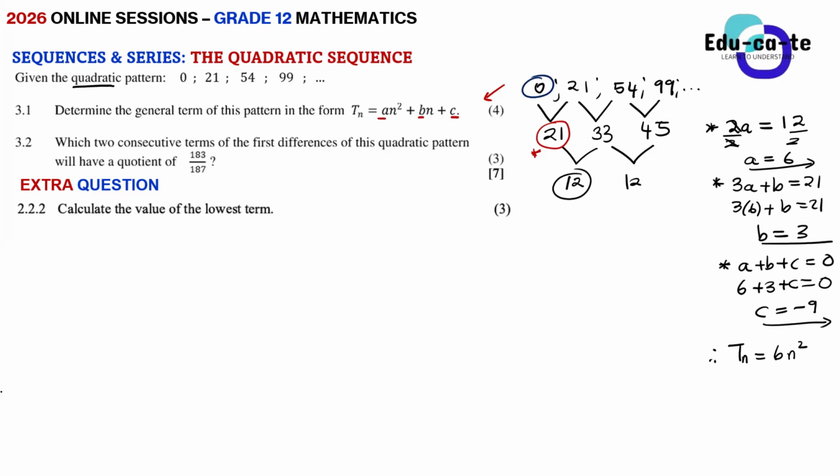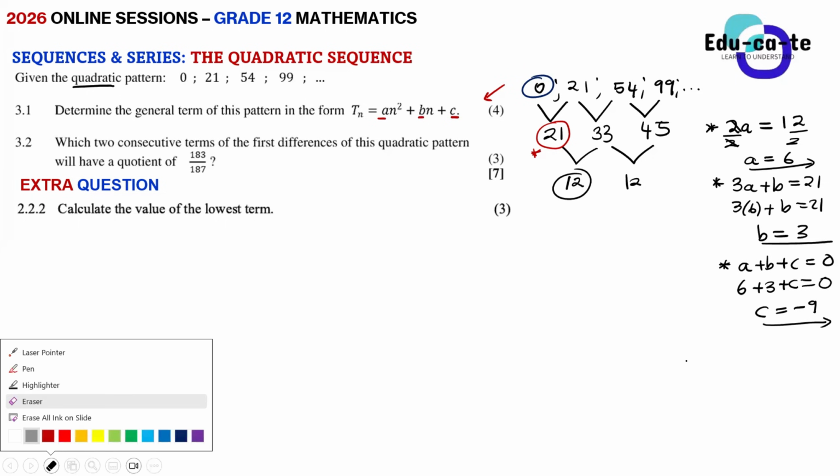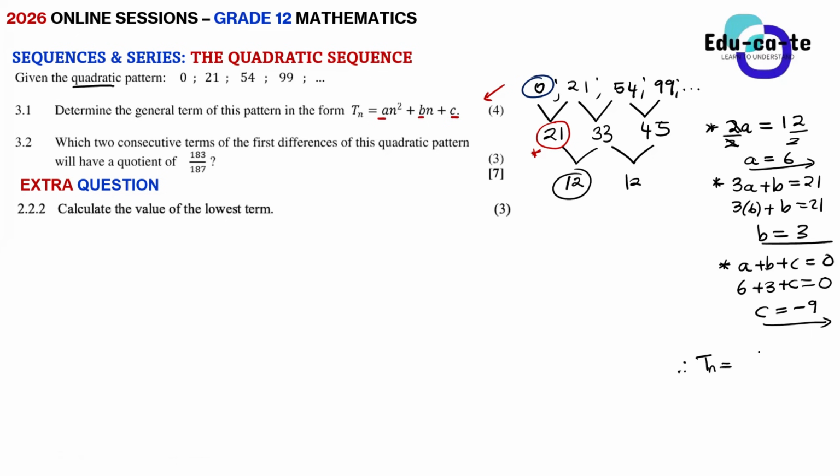Okay, let me just open space. So are you guys still going to struggle when it comes to finding the general term? No, sir. It's now pretty simple. That's why I'm becoming fast on it so that we can tackle real problems. So this is going to be 6n squared, and then plus 3n minus 9. This is your general formula for a quadratic pattern. Simple, right?